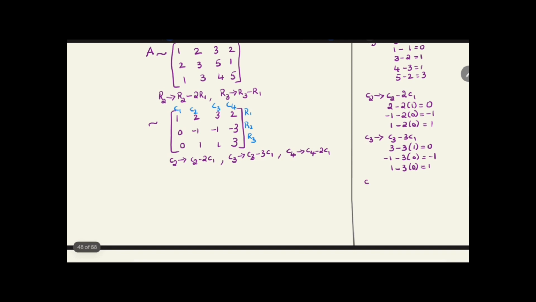Next, coming to the C4 operation, C4 implies C4 minus 2C1. What is the first element of C4? 2 minus 2 into the first element of C1, which is 1. So 2 minus 2 is 0. Next, what is the second element of C4? Minus 3 minus 2 into 0. It is minus 3. What is the third element of C4? It is 3 minus 2 into the third element of C1, which is 0, so it is 3 here.